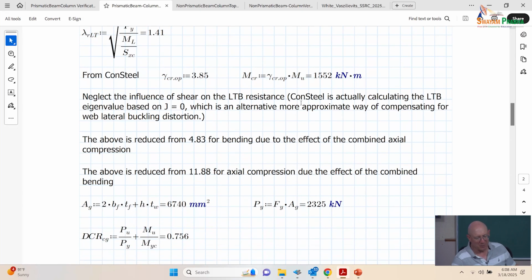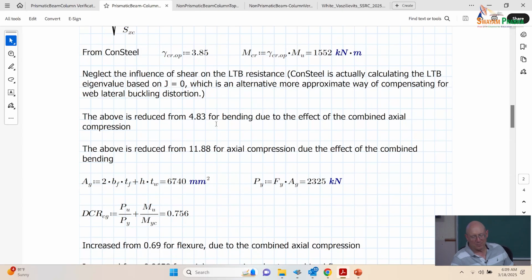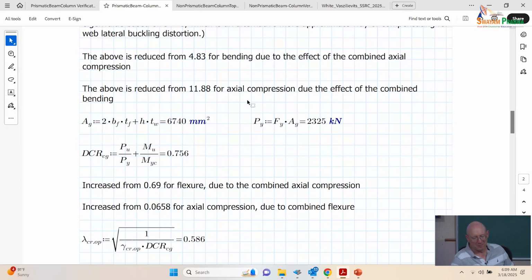Now again, here we're using the approach that precedes where we're going in the direction of always doing everything with a J, but then having to calculate a reduction factor for shear. So that 3.85, it was 4.83 when we just had bending alone. And it was 11.8, no, I think it was actually 11.97 when we had axial compression alone. I think that was an earlier thing, and I changed a little.